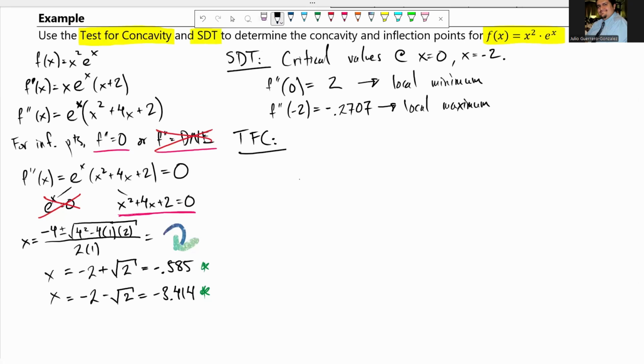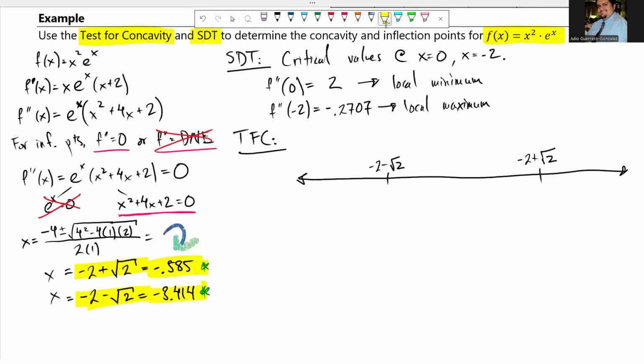I'm going to do the same thing that we did before: a number line, nice and long. The two values that I'm going to put on this number line are my inflection points, which we found. They are -2 minus the square root of 2, and the other one is -2 plus the square root of 2. I gave some computational numbers so we can play around with them a little bit.